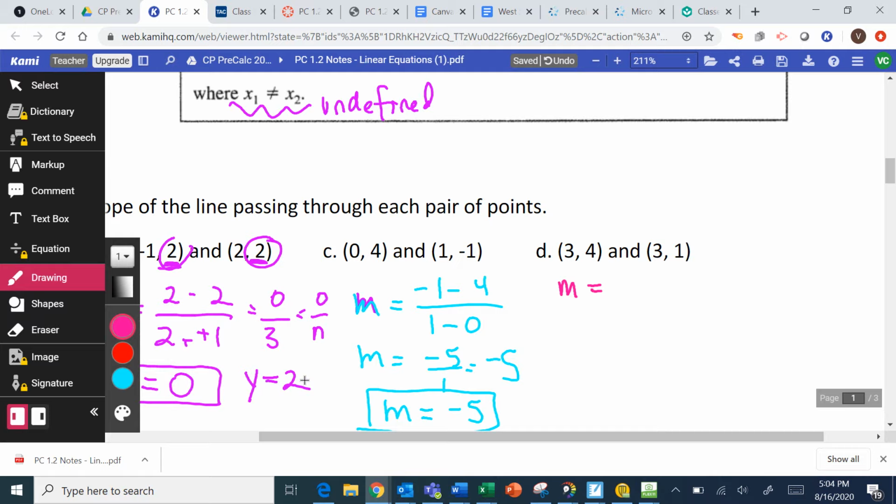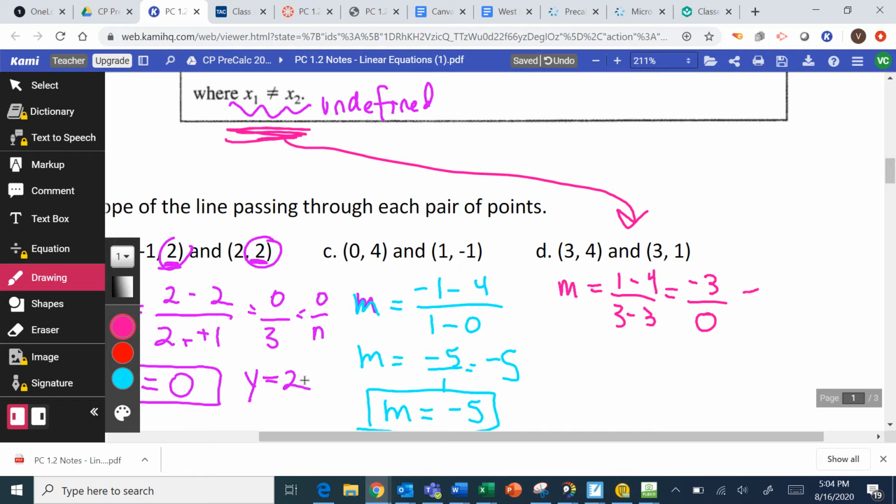D, 1 minus 4 over 3 minus 3. Well, right up here it says if the x's are the same, then the slope is undefined. We'll show you another way of realizing that. If you go ahead and do your math, you get negative 3 over 0. Well, anytime we have a number over 0, we can't do it. Number over 0 is no. So our slope for this one is just undefined.